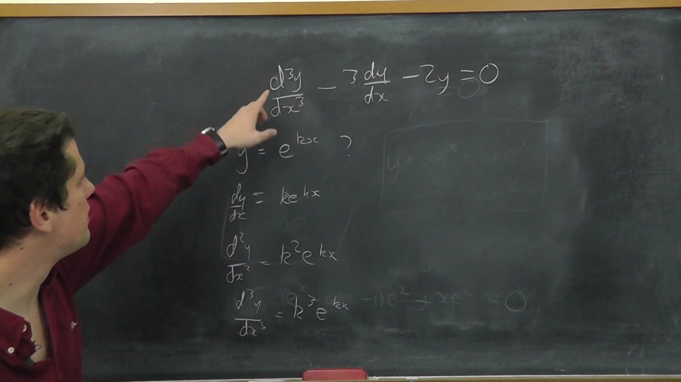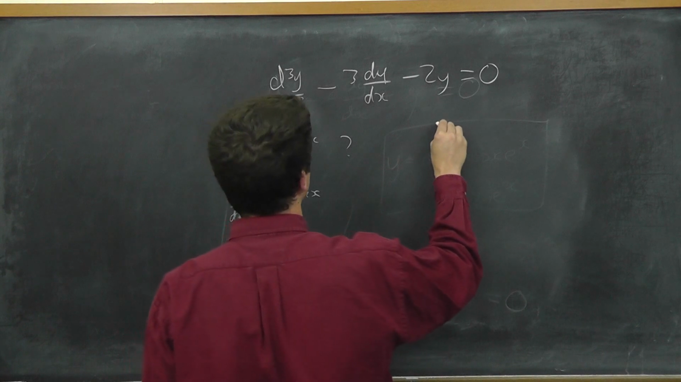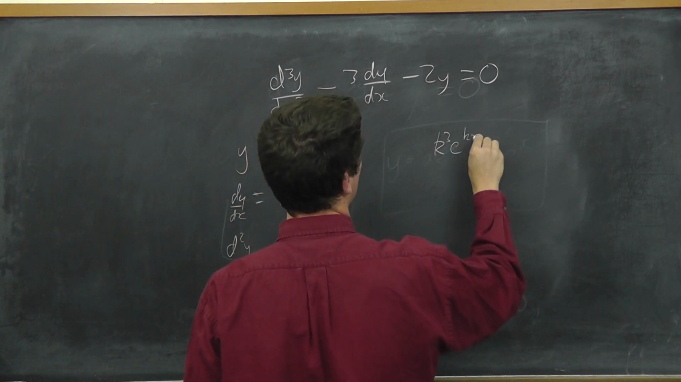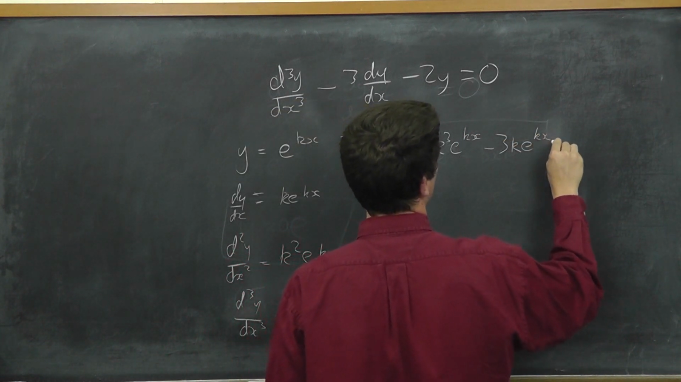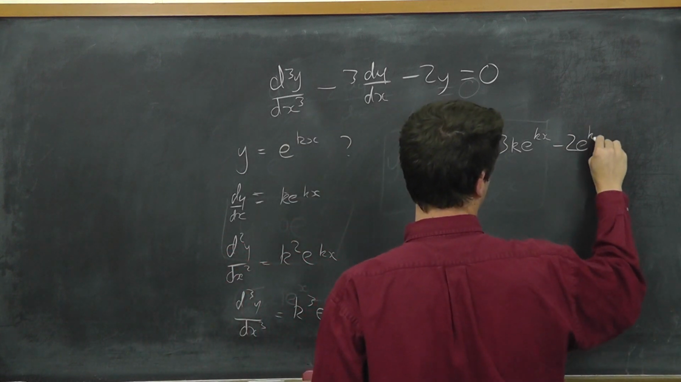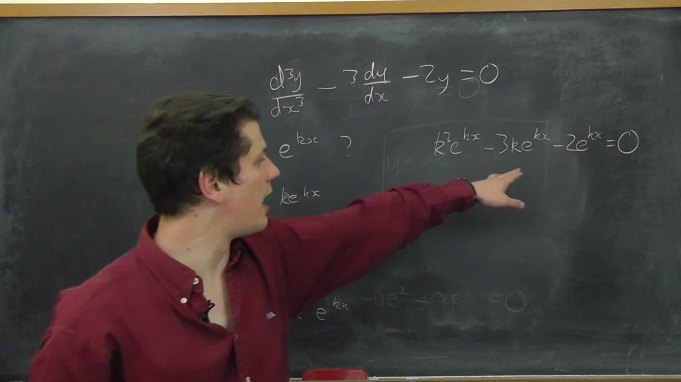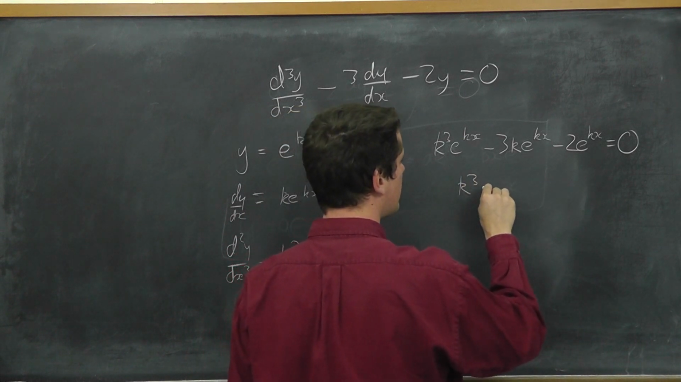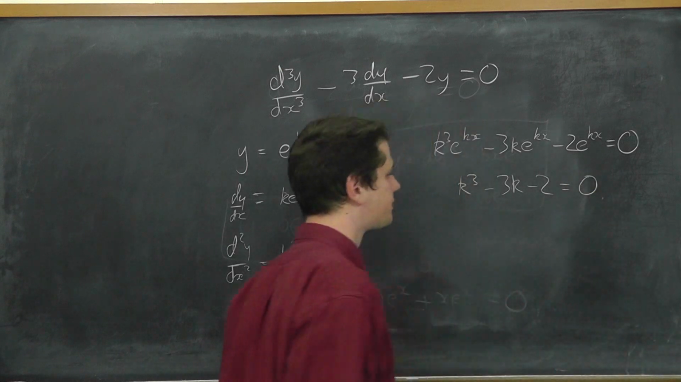Hence, when we substitute these into this differential equation, what we get is k cubed e to the kx minus 3k e to the kx minus 2 e to the kx equals 0. Dividing out by e to the kx as usual, we now get a cubic equation: k cubed minus 3k minus 2 equals 0.